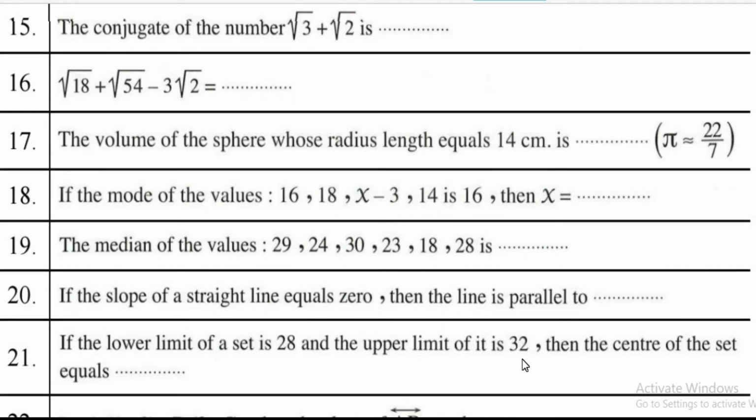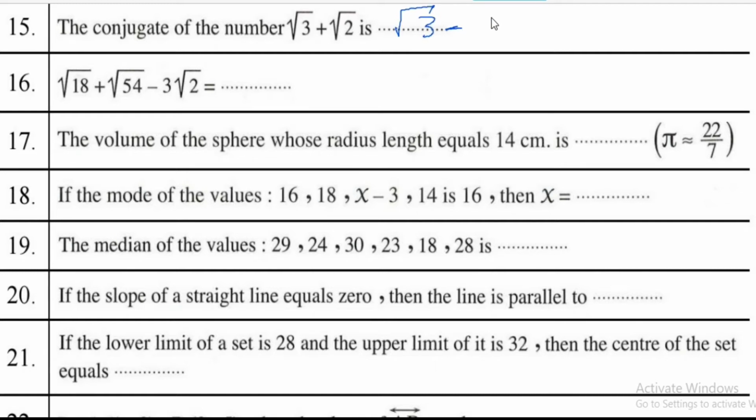كونجوجيت بنغير الساين اللي في النص، بس الكونجوجيت يبقى روت 3 بدل بلس هتبقى ماينس روت 2. روت 18 هي 9 تايمز 2 يعني 3 روت 2. 54 هي 27 تايمز 2، 27 لها كيوبيك روت لكن خد بالك ده سكوير روت. كيوبيك سكوير روت 54 هي 9 تايمز 6 يبقى 3 روت 6. ماينس 3 روت 2 كانسل 3 روت 2 مع البوزيتيف بتاعها يبقى الانسر 3 روت 6.